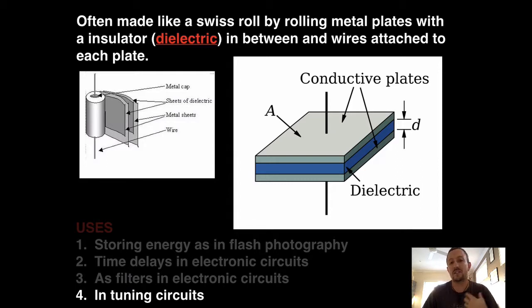Also, it can be used as a tuning circuit. So it's used a lot linked with antennae for radio signals, and you use a capacitor to basically control and work out what signal you're getting, let's say, when you're tuning in your radio station.